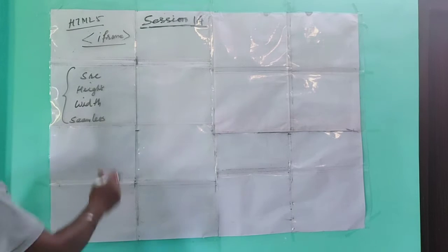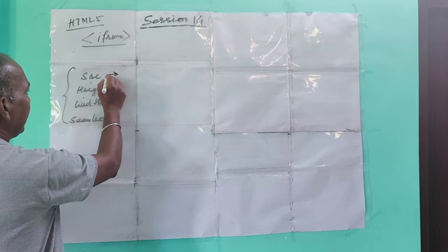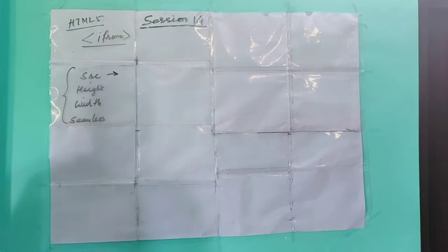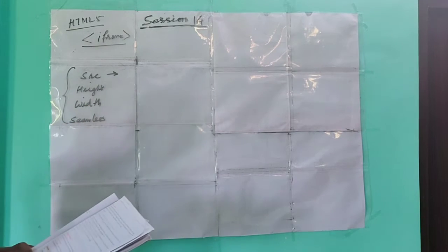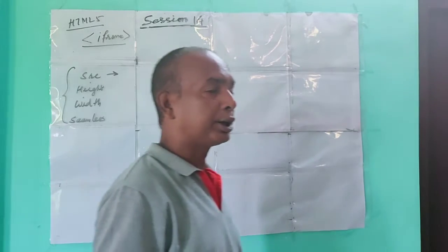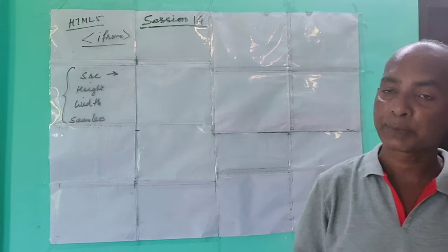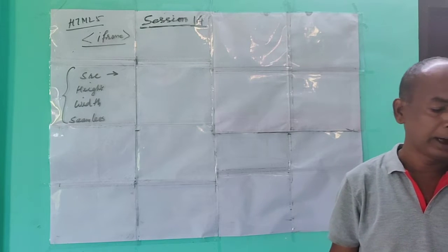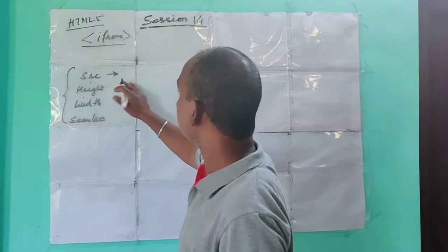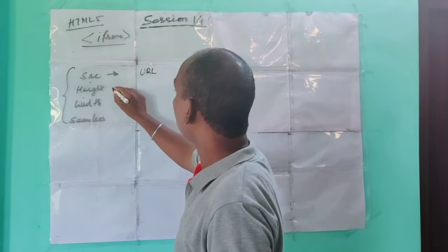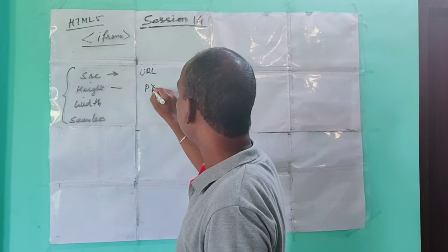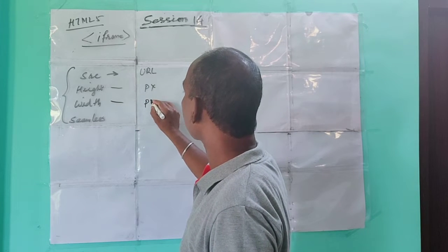The first one is src. I explained in the last class that with src you can specify the URL of the web page to display in the frame. Next is height. The height attribute is used to specify the height of the inline frame. The width attribute is used to specify the width of the inline frame. So the value of src is a URL. The values of height and width should be in pixels.